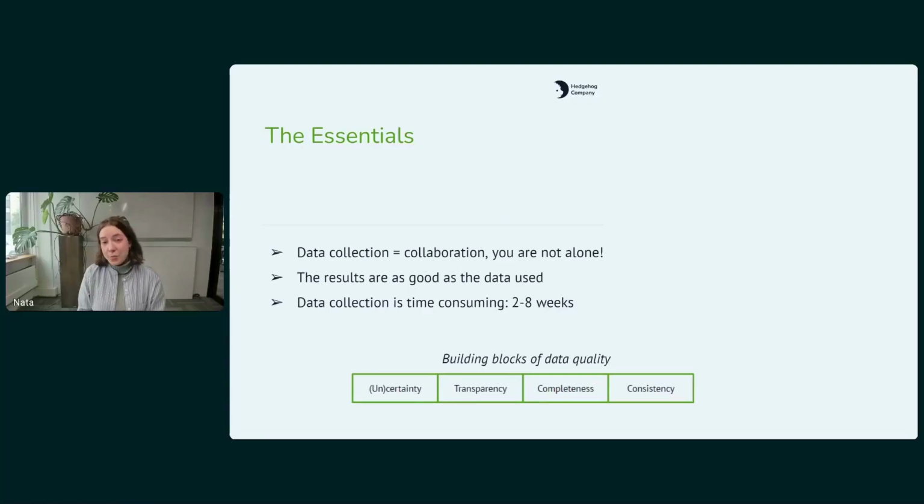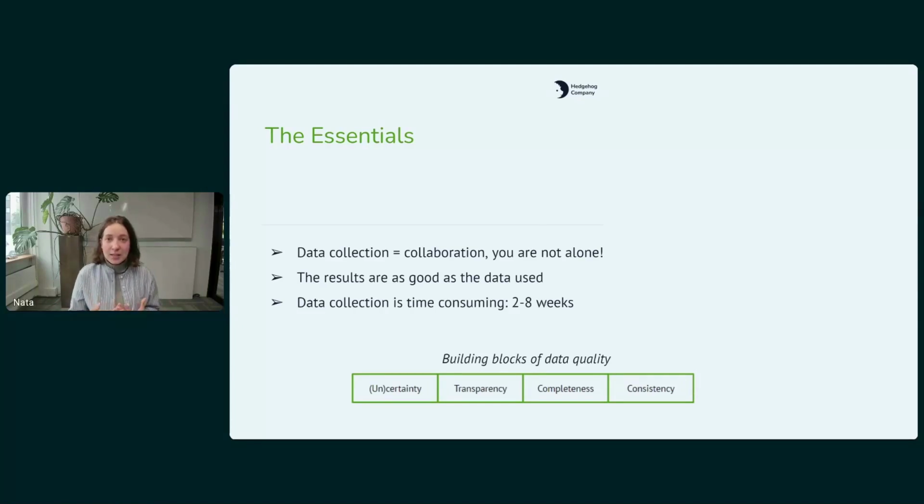So when the data collection process begins, it might seem a little bit overwhelming, or like a lot of work, but it's very important to remember that the data collection process is always a collaboration between you, the client, and me, my colleague, the LCA practitioner. So we will take you by the hand and support you through every stage and answer any possible questions that you have.